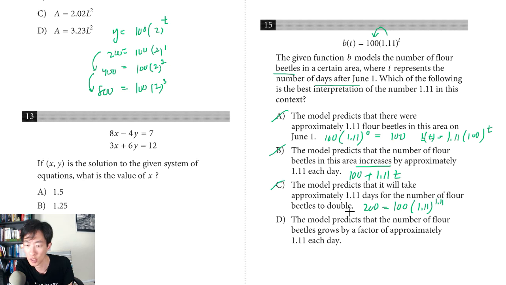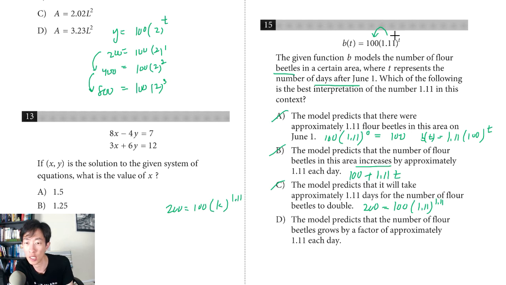If you wanted C to make sense, you'd have to set it up such that 200 equals 100 times something unknown, and then that's raised to the 1.11. If you can solve for k, then you can say that the model predicts that it'll take 1.1 days for the population to double. But this is kind of hard math, and so it's also a really weird way to express things.